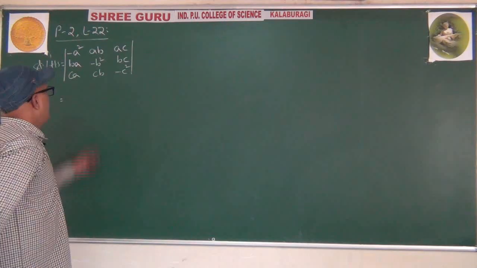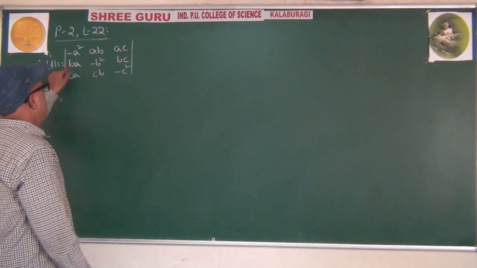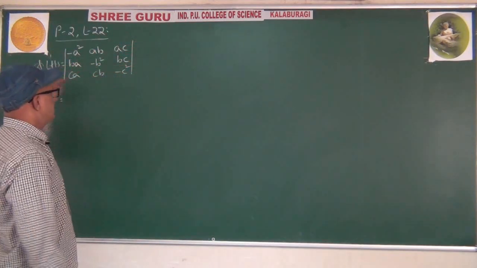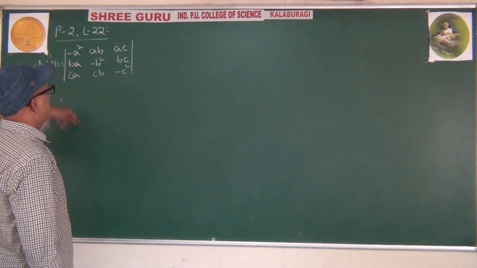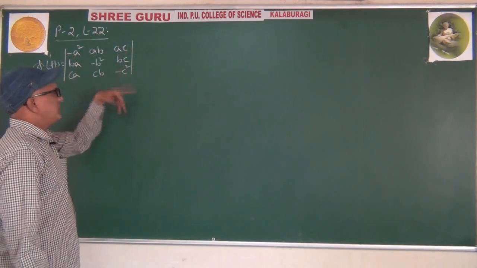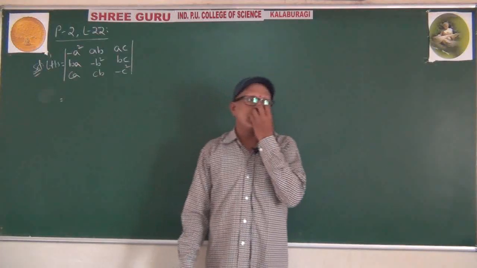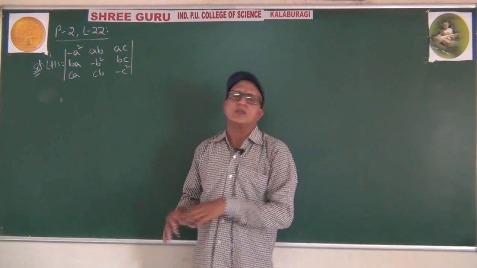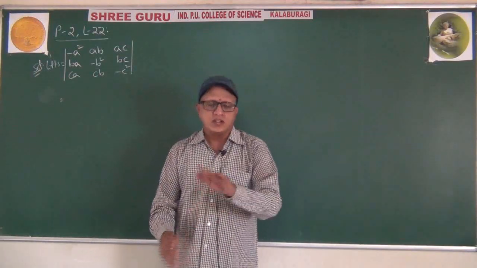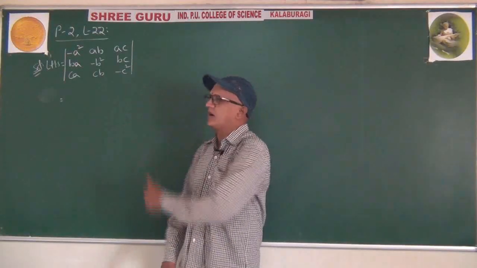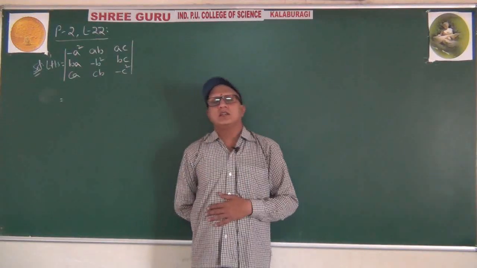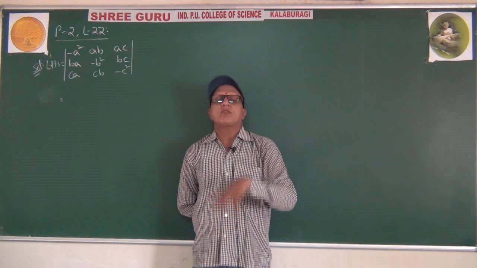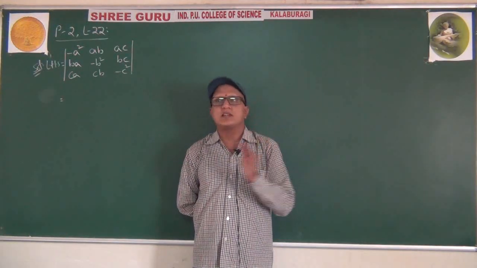Observe carefully, we can take A common from first row, B common from second row, C common from third row. You can also take A common from first column, B common from second column, C common from third column. That also is correct. But here we are going to do both the things, one after the other. If you take A, B, C common from rows first, then take A, B, C common from columns. If you take from columns first, then take A, B, C common from rows. Both are compulsory in this question, right?